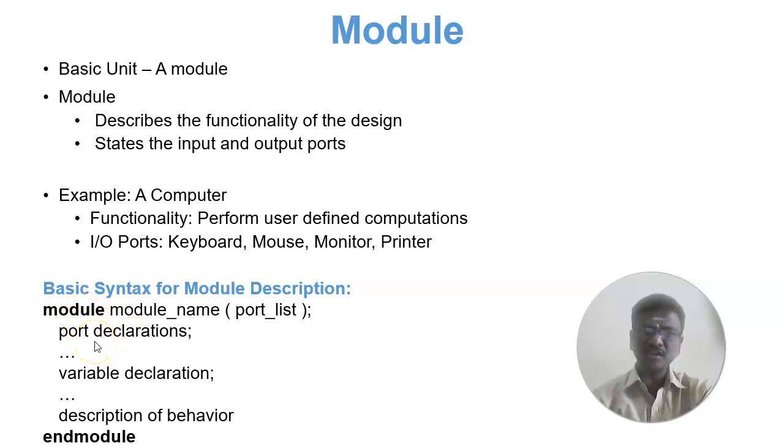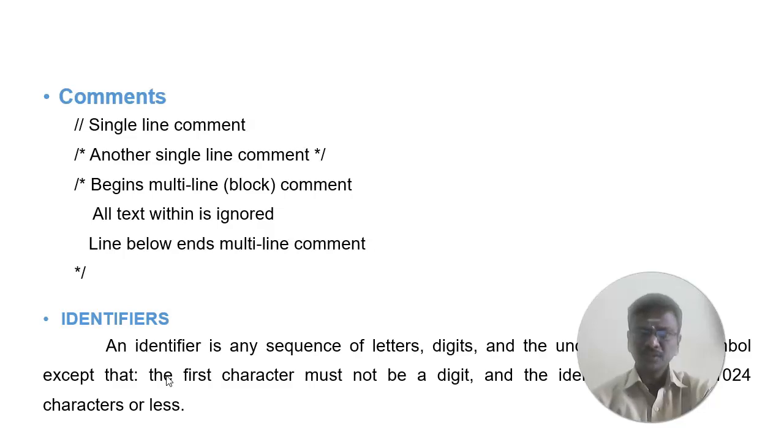For example, in C you will declare the data types, integer A, B, C, like that. Similarly, here we want to declare what input output ports we are going to use. Then, if you want any other variables, you can declare them here, and the description of the behavior should be given here. You describe the behavior of a particular circuit. For example, if you are designing the half adder, you can give the description of the half adder here. Then end module.